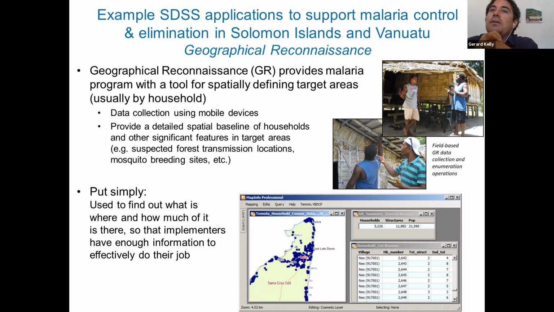It would also include suspected mosquito breeding locations, potential locations, things along those lines. Rivers, access points, and so on. So basically, we collect our baseline to find out what is where and how much of it is there, so that we have our intelligence data to act accordingly at a later date.